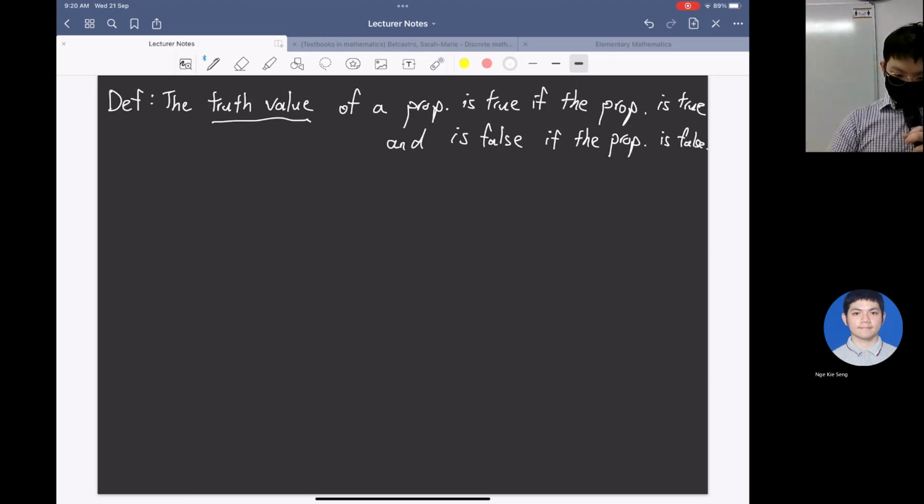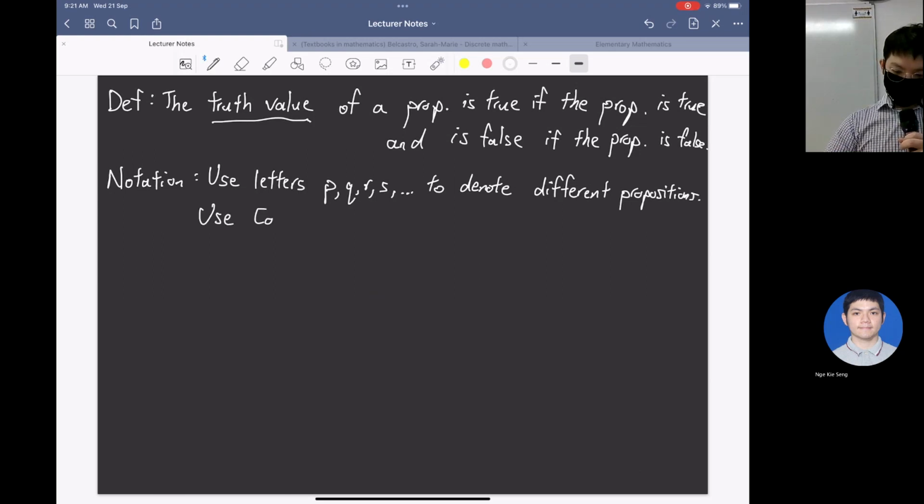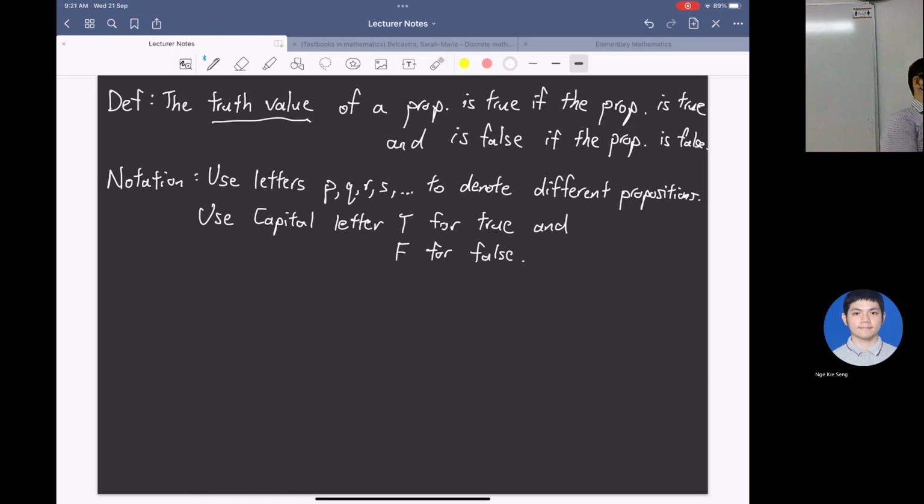Okay. So some notation. We will use small letters, usually P, Q, R, S, to denote different propositions. And usually we'll use capital letter T for true, and F for false. Okay. So since we have so many propositions in the world, we can build new propositions using the old propositions. These propositions are called compound propositions.